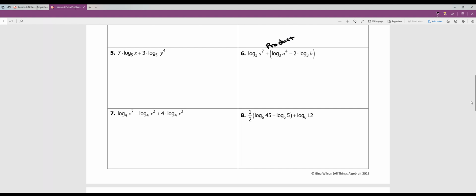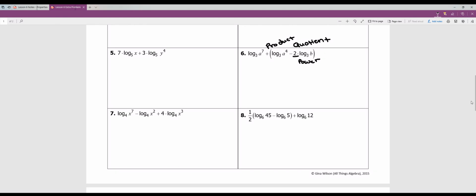Then inside my parentheses, I have subtraction, so that tells me I need to use my quotient rule. And then I have this 2 on the outside of one of my logs inside the parentheses, and that tells me I'm going to need to use my power rule to condense that. So let's just walk through this one step at a time.